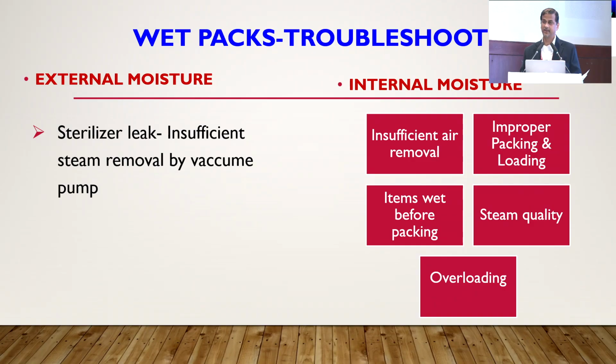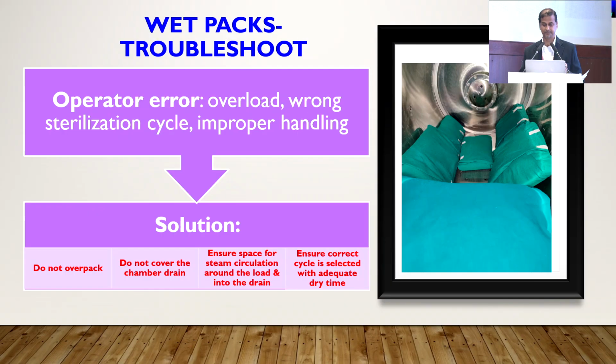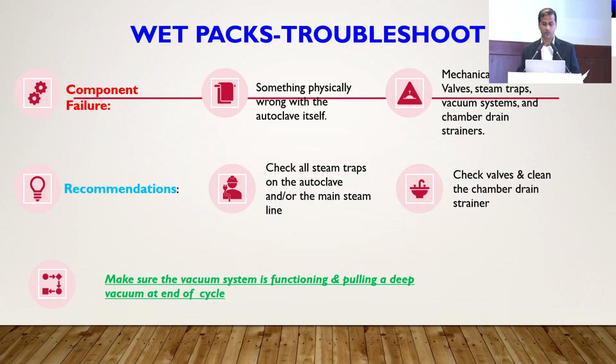The reasons are improper packing, poor steam quality, and overloading your packs. The items may have been wet before packing. Sometimes our staff do not allow adequate time for the hollow instruments for the moisture to dry up, and when you pack them wet, it leads to a wet pack. So how do you troubleshoot? The normal errors are overload, wrong cycle, and improper handling. Ensure that these things are taken care of, and the wet packs do not happen.